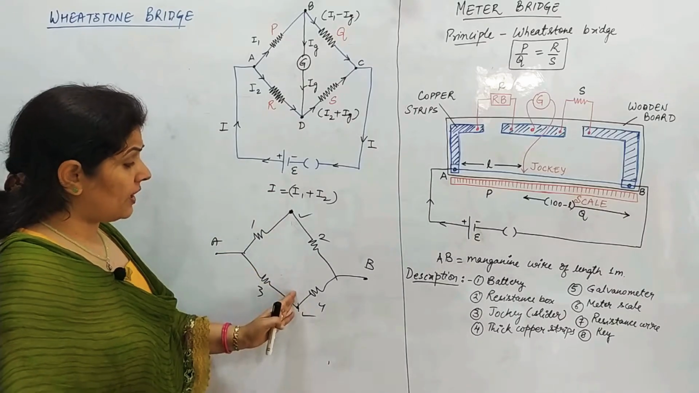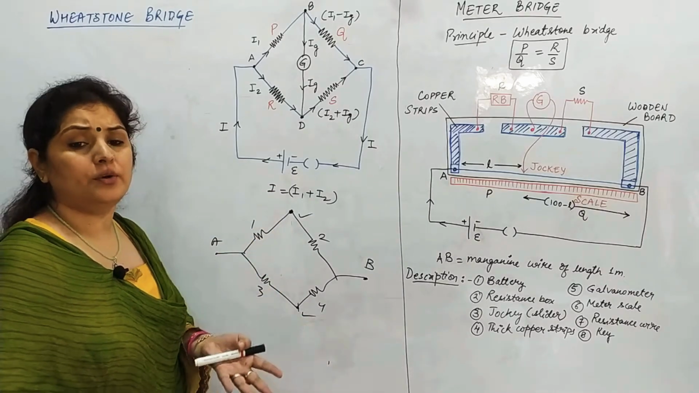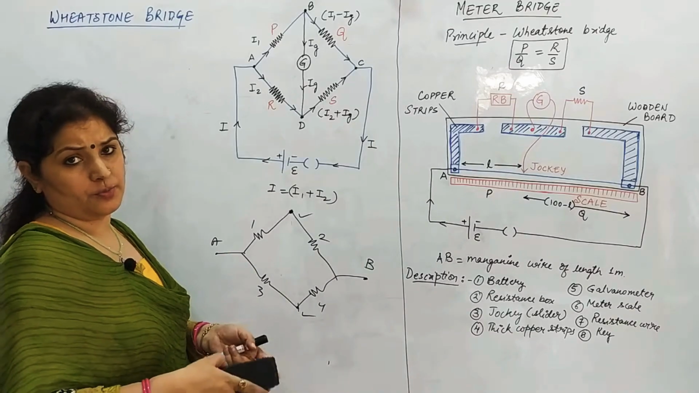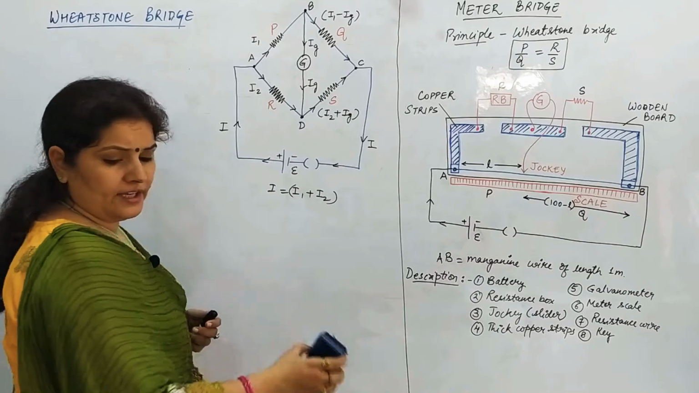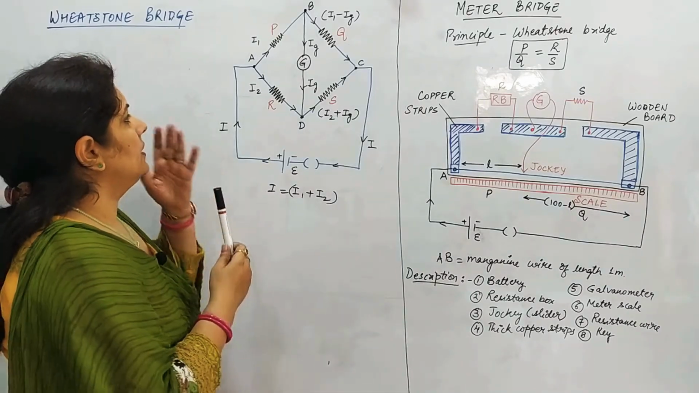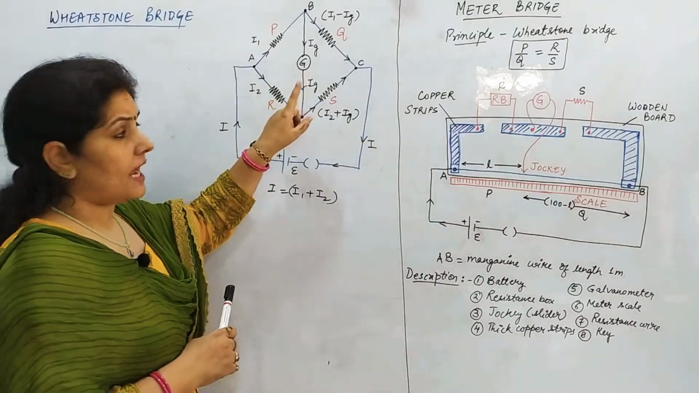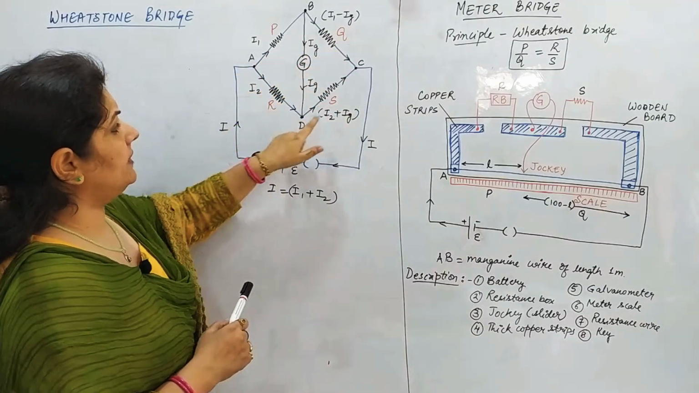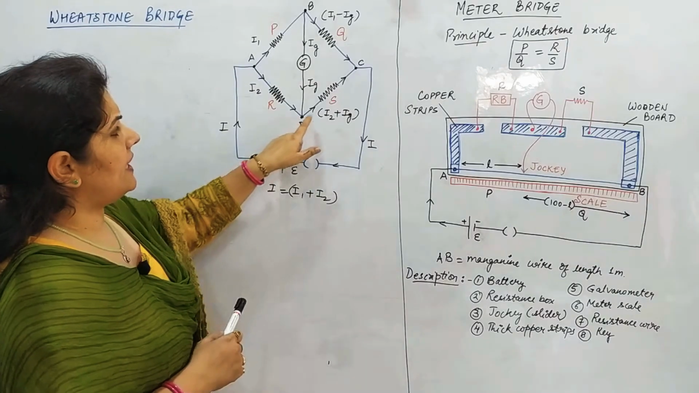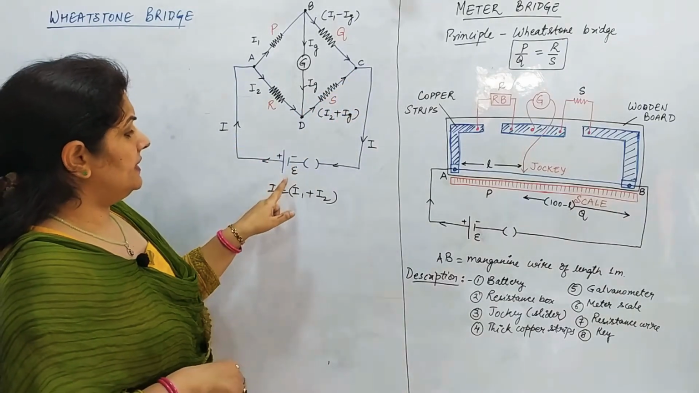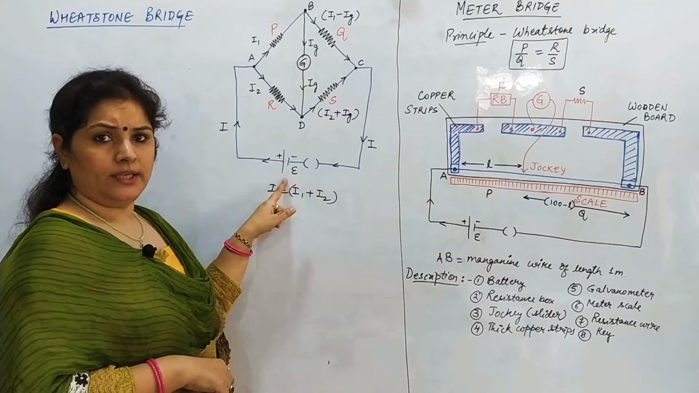Why did we ignore the 5th resistance? That we are going to study in the Wheatstone Bridge principle. Is that clear? So we have taken the standard Wheatstone Bridge. There are 4 resistances. I have written the resistances in red: resistance P, resistance Q, resistance R and resistance S. There is a source of battery E.